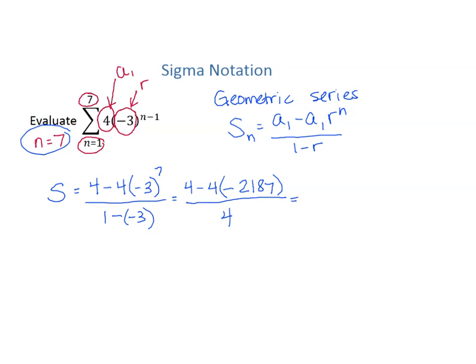Okay, so now the rest I'm going to do in my calculator. 4 minus 4 times negative 2,187 equals, I got 8,752. Divide that by 4, and it's 2,188. And that's our answer.